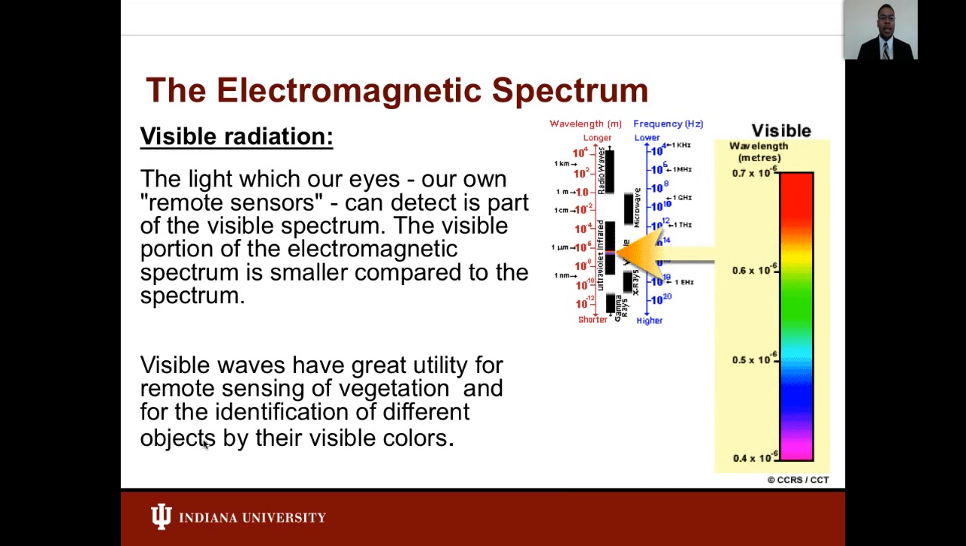The light our eyes detect is part of the visual spectrum. Blue, green, and red are the primary colors or wavelengths of the visual spectrum. No single primary color can be created from the other two, but all other colors can be formed by combining the primary colors in various proportions.